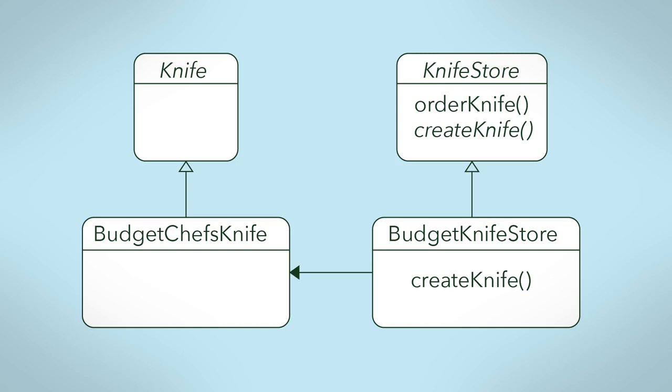other types of knives. The createKnife method is also abstract in Knife Store. This means that any subclass of Knife Store must define this method. So, Budget Knife Store and any other Knife Store subclass we define must have its own createKnife method. This is the core of the factory method design pattern.